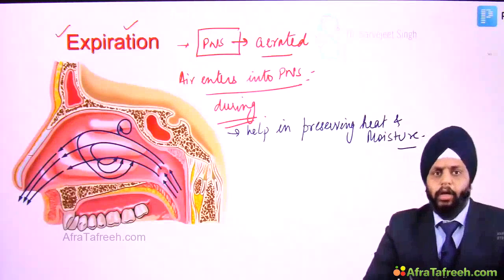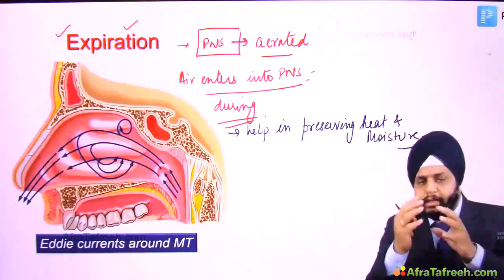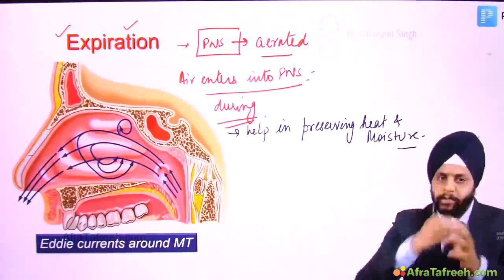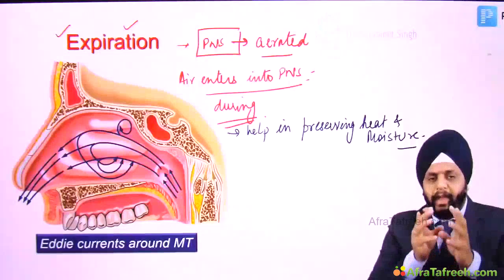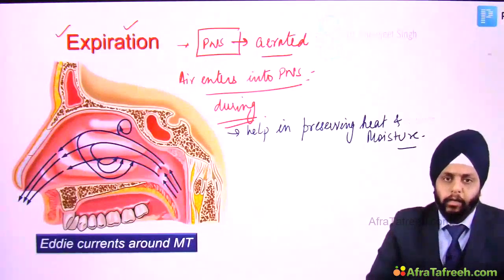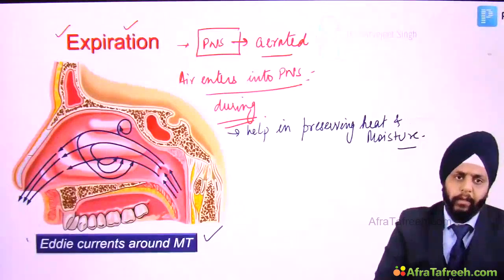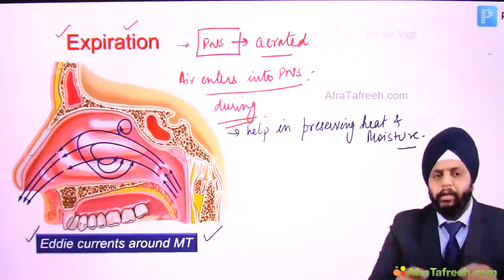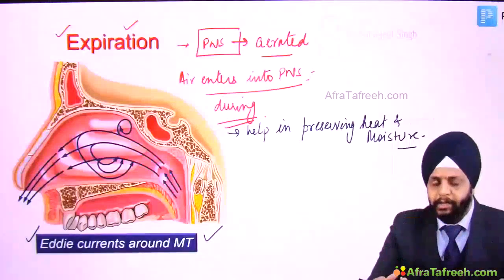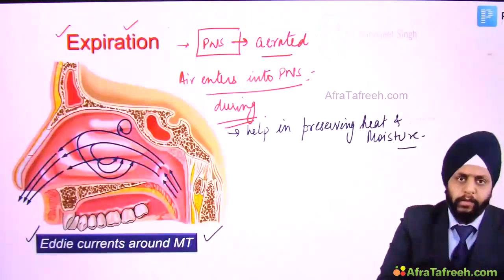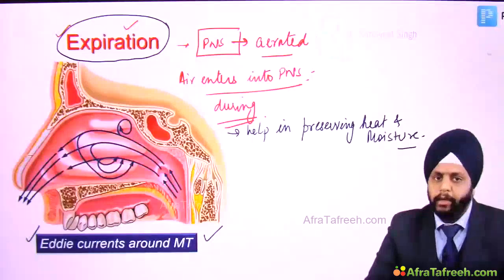Okay, now other than that, what is important over here is that this rotation of the airflow is known as eddy currents. Okay, and these eddy currents are mainly developed around the middle turbinate. So this question has been asked in the exam: where do we see the eddy currents? So remember, the eddy currents are seen around the middle turbinates and they are seen during expiration, in the exhaled air. So both these statements are important. Remember, they are seen during expiration around the middle turbinate.